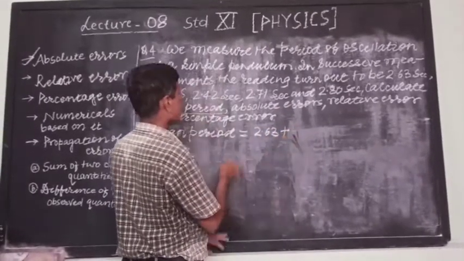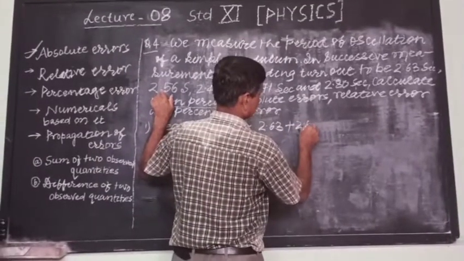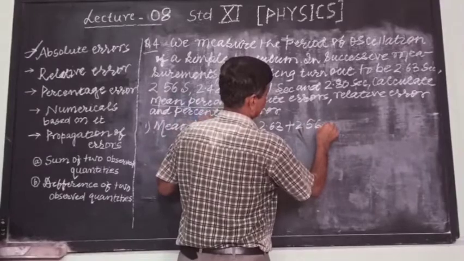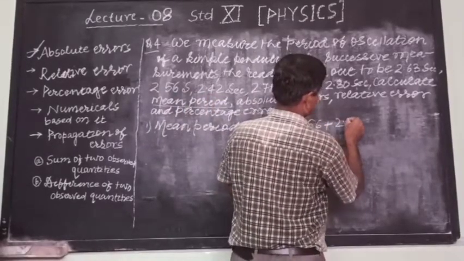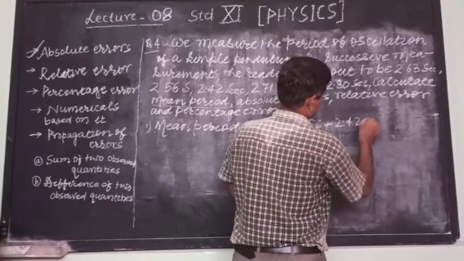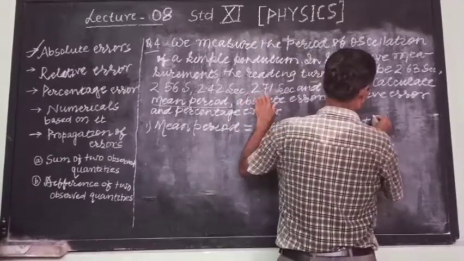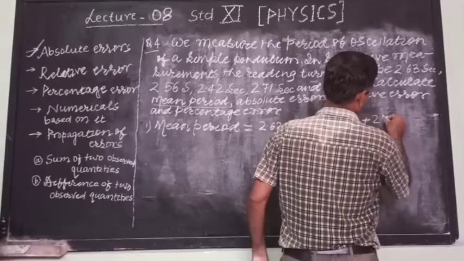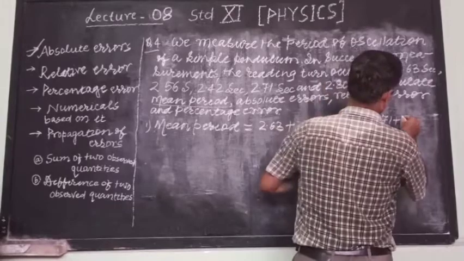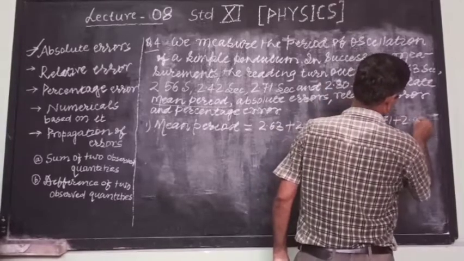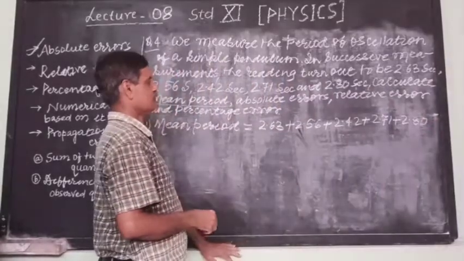Second one is 2.56 seconds. Third one is 2.42 seconds. Fourth is 2.71, and the last time period is 2.80. These are the time periods.